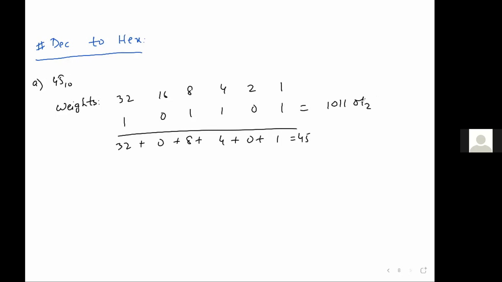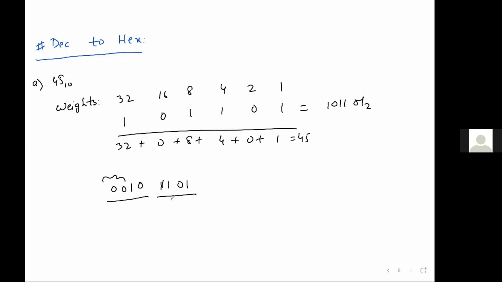So we have already got the binary. Now we need to divide it in 4 bits, right? So 1 0 1 1 will make a group, but then I have got only 0 and 1. So what can I do? Go from right, sir. That's it. These are extra zeros added, remember. So what is 1 1 0 1?